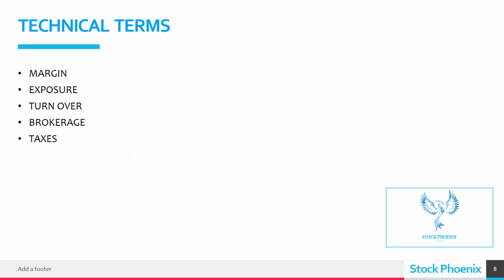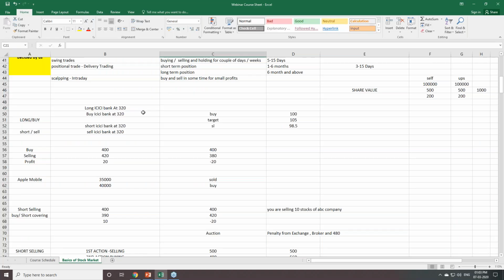Okay, so let's complete what is left out. Now coming into the basics of the stock market again. Say, for example, the technical terms buy or long both mean the same. If I tell you long ICICI Bank at 320, I am asking you to buy ICICI Bank at 320. When I say buy ICICI Bank at 320, I am asking you to buy ICICI Bank stock at 320 rupees. Long and buy are the same.